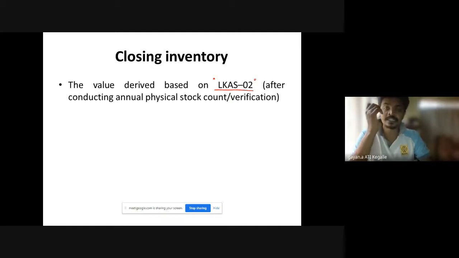So simply, let's see how to record the entries related to the closing inventory. What we need to do, first of all, when we are going to record the closing entry in our financial statements, is to have a physical stock count, and the value should be derived based on the instructions provided through LKAS 2.